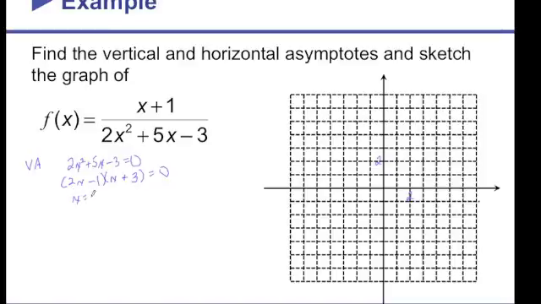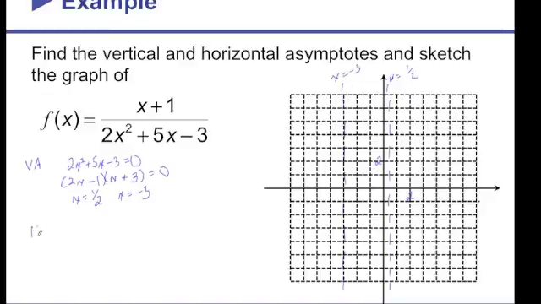So here x equals 1/2 and x equals negative 3. In this case, there are 2 vertical asymptotes. And the other one will be at 1/2. So x equals 1/2, x equals negative 3.